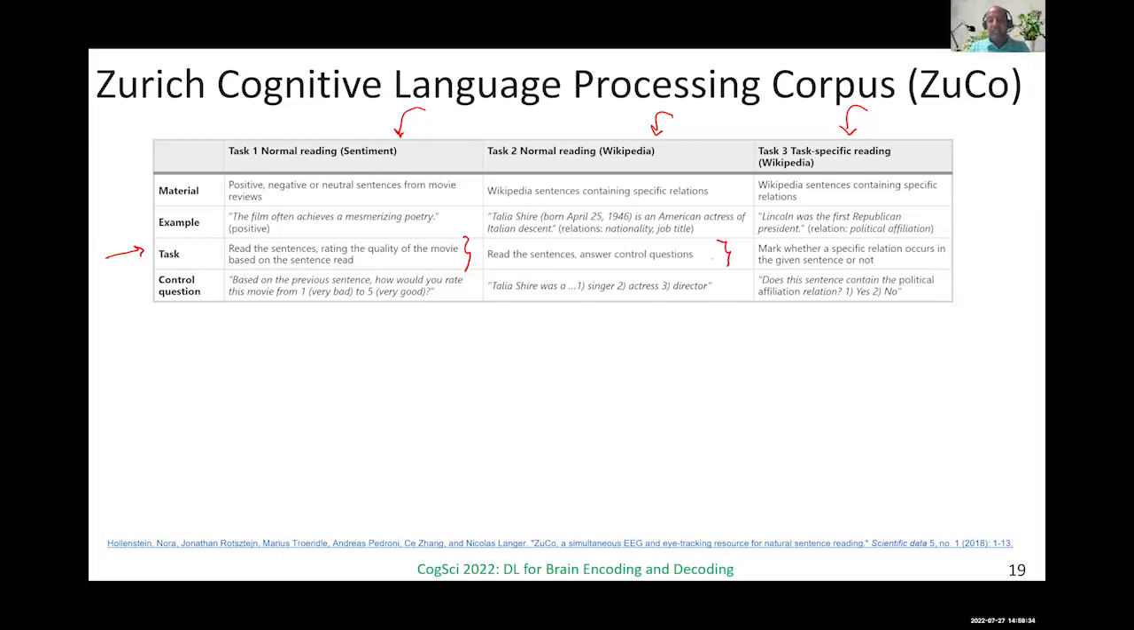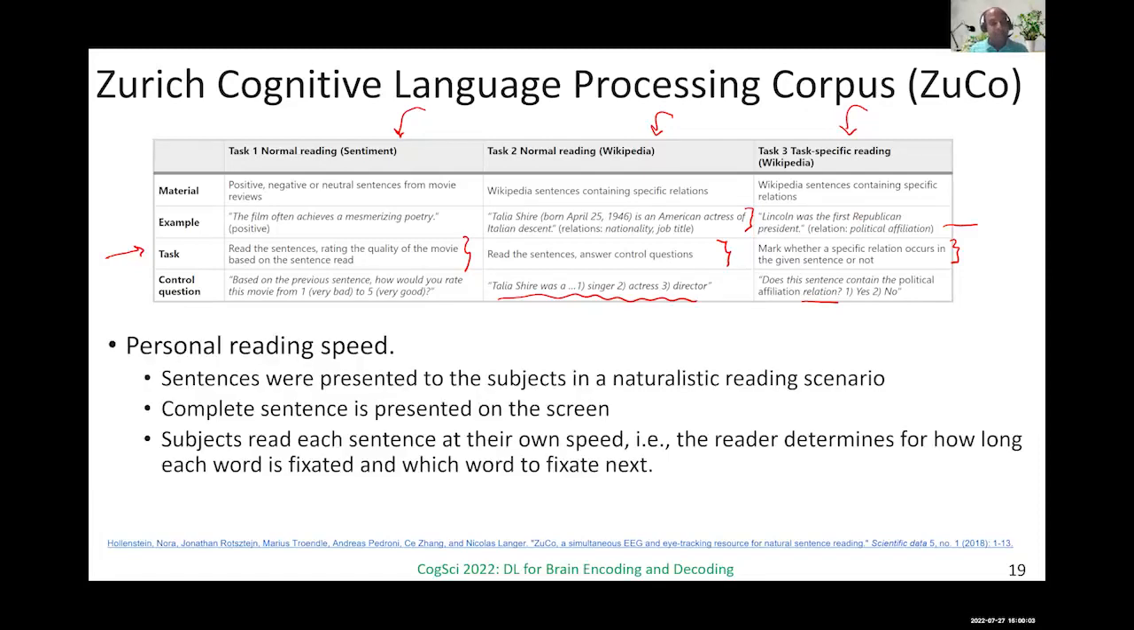The second task was to answer some control questions, so that if they read the sentence, they were able to answer a particular multiple choice question. In the third task, the participants were asked to mark a specific relation that occurs in a given sentence. So, Lincoln was the first Republican president, and does the sentence contain affiliation? Well, the answer is no. Actually, it does say political affiliation here, so the answer is yes. So different kinds of tasks were given to people.